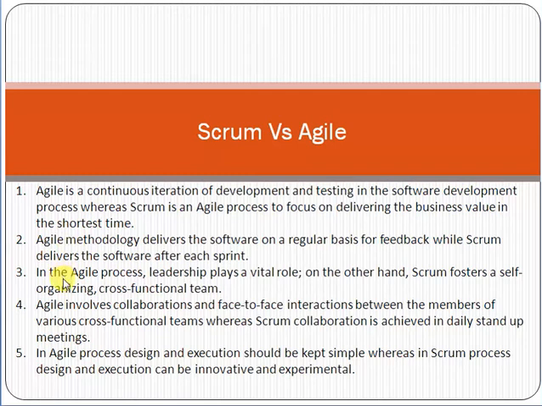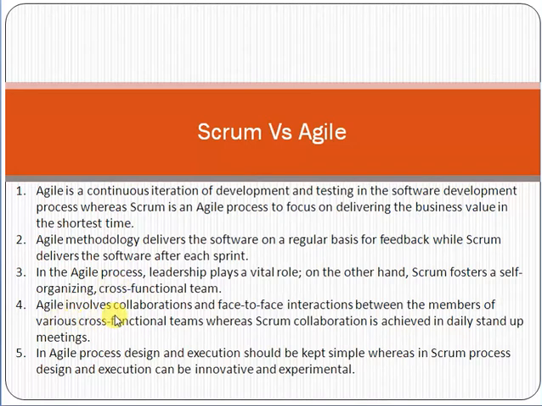Then in the Agile process, leadership plays a vital role. On the other hand, Scrum fosters a self-organizing cross-functional team. This is a very important point, friends. In Agile, there is a concept of a leader, like a project manager role or something like that. Whereas in Scrum, there is no such concept of project manager. Why? Because the Scrum framework says that the team should be self-organized and self-motivated, and the Scrum team has a very vital and important role in the Scrum framework. There is no such role of leader or project manager in the Scrum framework.